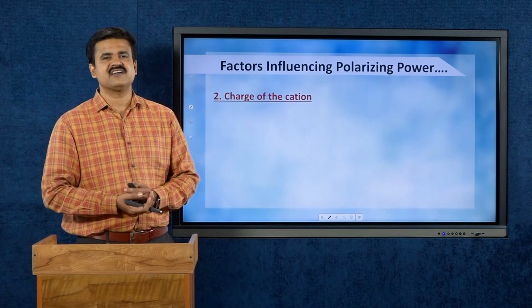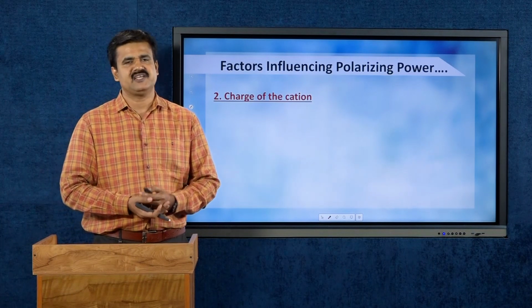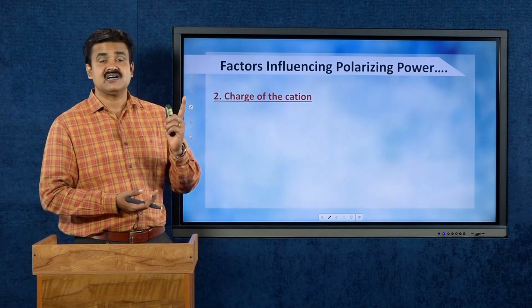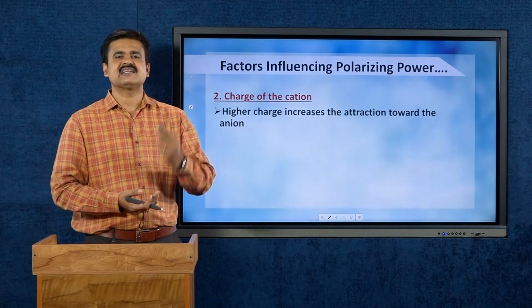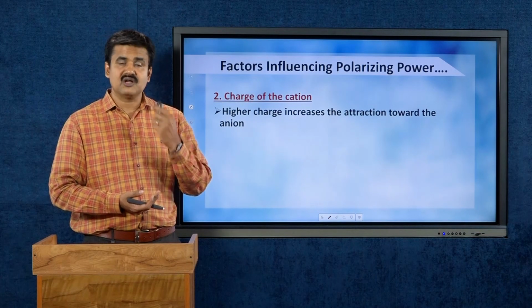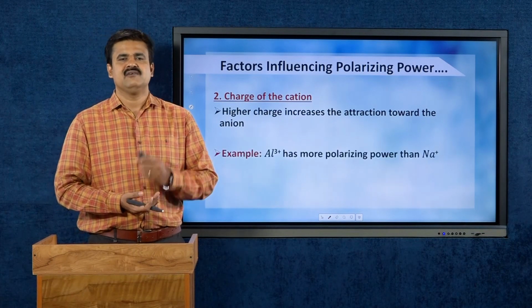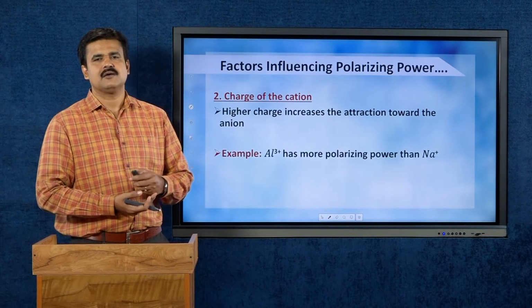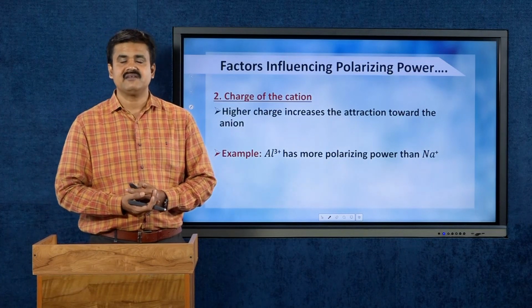Moving on to the second factor that influences the polarizing power of a cation, that is nothing but charge of the cation. Higher charge increases attraction towards the anion, or strong attraction towards the anion. For example, Al 3 plus has more polarizing power compared with Na plus.